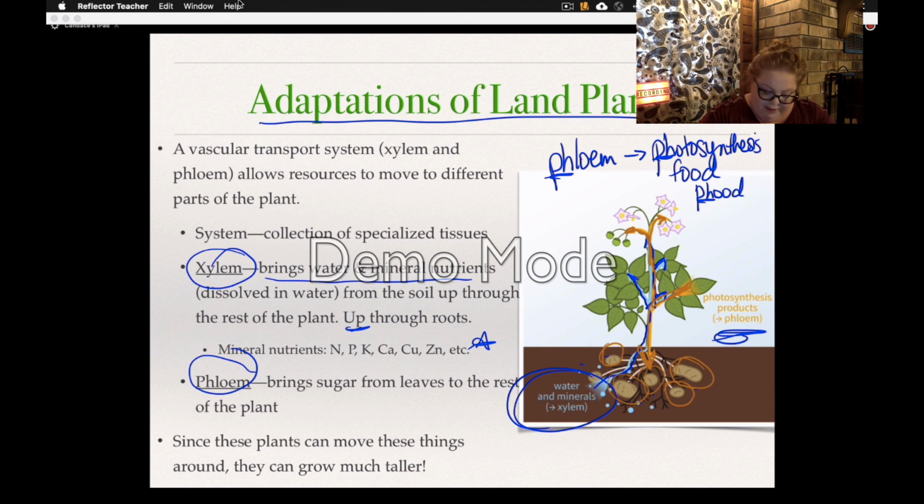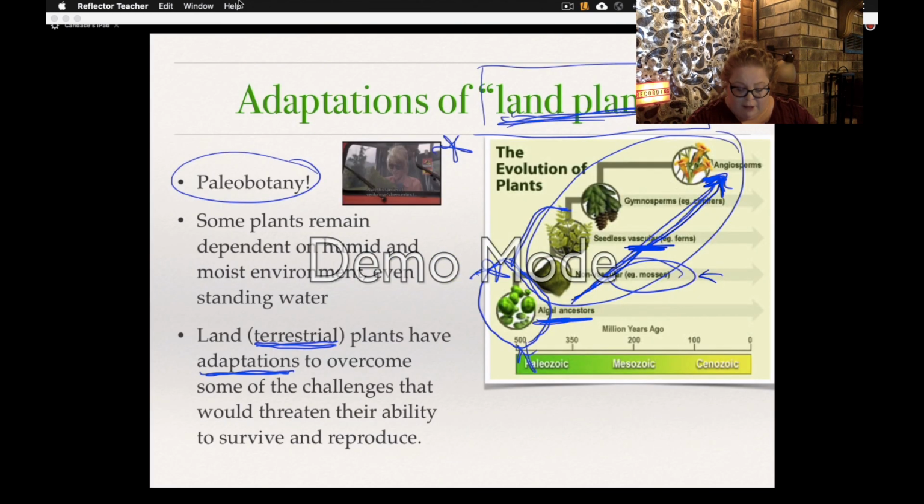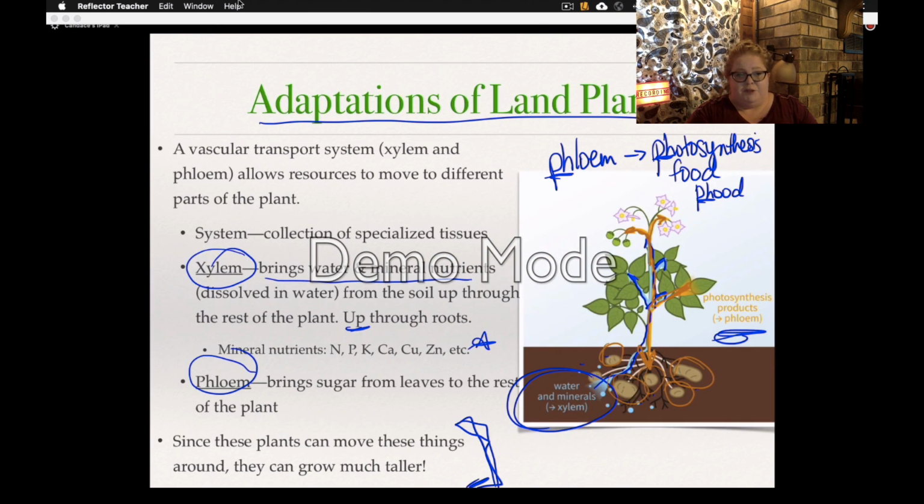So since these plants have this ability to move things throughout the plant, they can grow much taller than those non-vascular plants. So one of the things that you should maybe know about mosses and bryophytes is, we talked about when we did classification, they're really short. They're really small because all of that happens directly through the cell wall and through the cell membrane. And so they can't transport it throughout the body of the plant. They can only absorb directly. And so they just can't grow very big because of that limitation. So these plants have the ability to get much bigger.